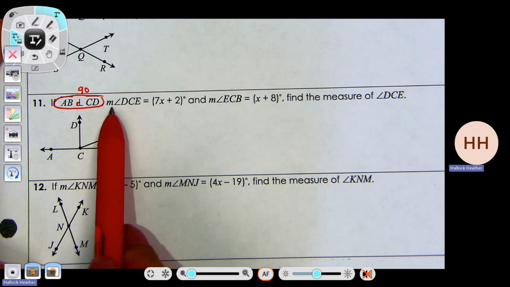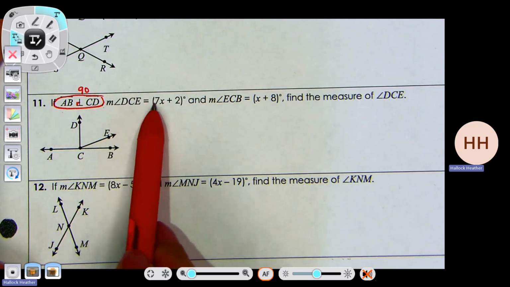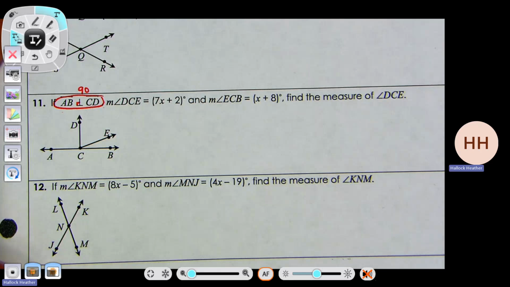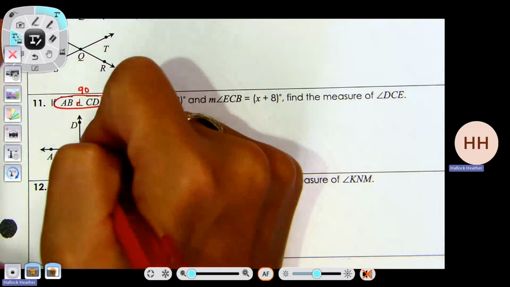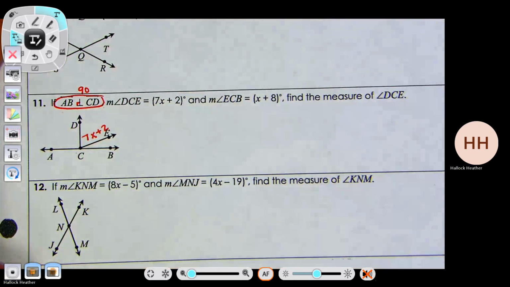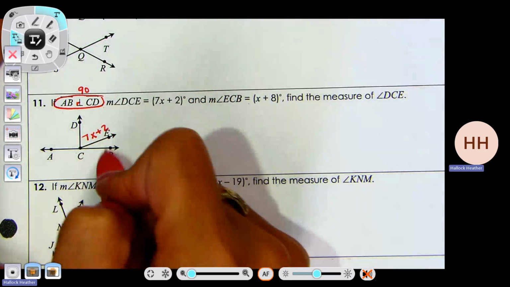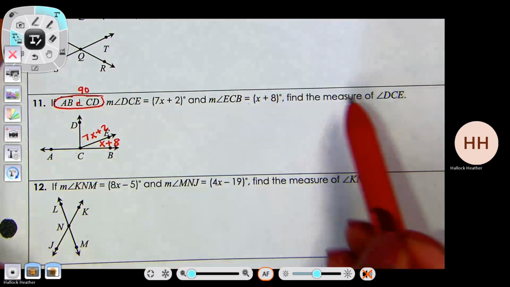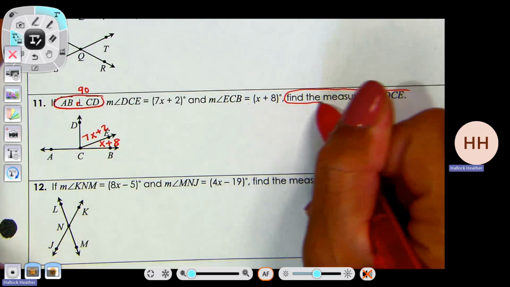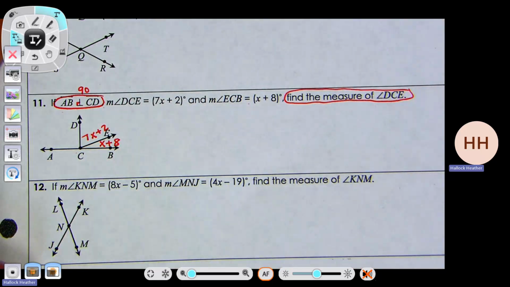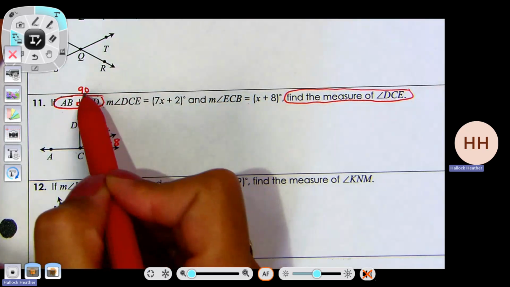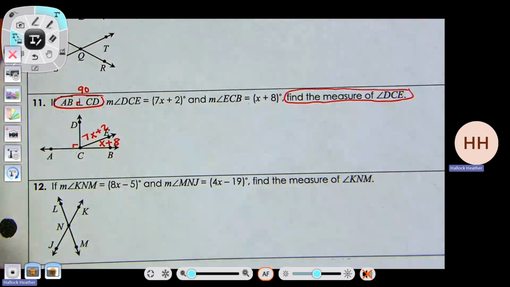I have to find the measure, or the measure of DCE is 7x plus 2. So I'm going to put that in my picture. DCE is 7x plus 2. I'm going to put the other piece of information in my picture. ECB is x plus 8. And then I have to find this measure, so don't worry about this until later, because we have to find x first. And then we'll plug it back in. So we'll look at that later. So if I know that it's perpendicular, it's 90 degrees. If one side is 90, the other side is also 90.